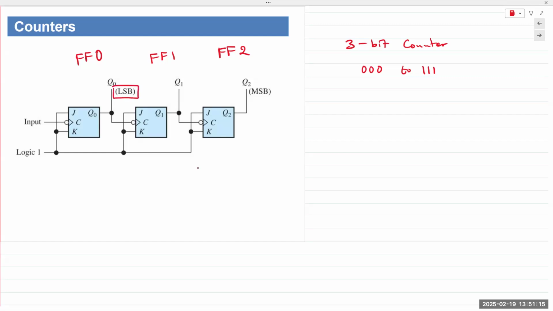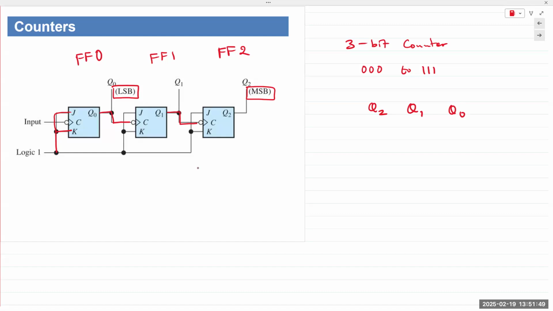Anyway, flip-flop 0, the output Q0, is the least significant bit. Output Q2 is the most significant bit. So the truth table will be Q2, Q1, and Q0. The inputs of each flip-flop, J and K, are connected together to 1. And the output of each flip-flop is fed as the clock to the next. That's how it functions as a counter.